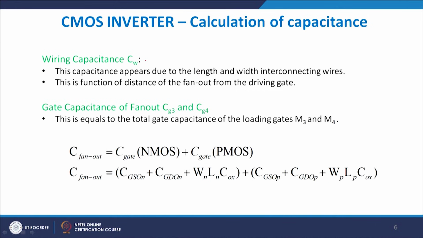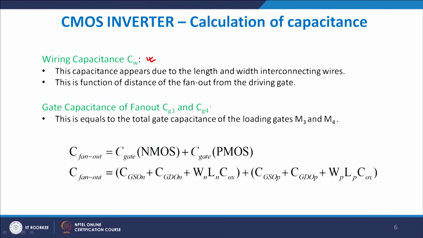Next is the wiring capacitance, which is primarily the capacitance that appears due to the finite width and length of the connecting wires, and it is a function of the distance. The larger the length of the wire, the more the capacitive loading, and the lesser the length, the lesser the loading. Higher cross section area gives lower loading, and so on, but primarily the higher the length, the more the loading, so the capacitive loading will be much higher in this case as compared to the previous case. That is the wiring capacitance which you see in front of you.